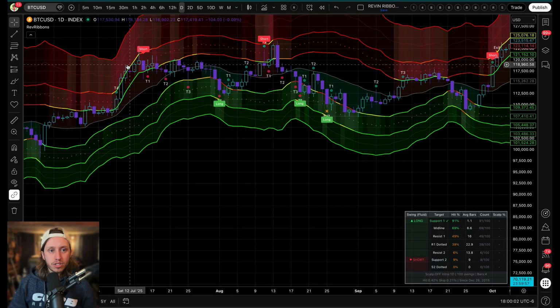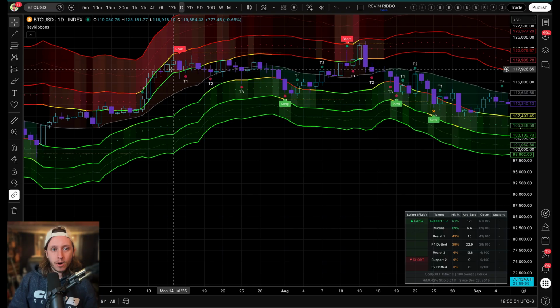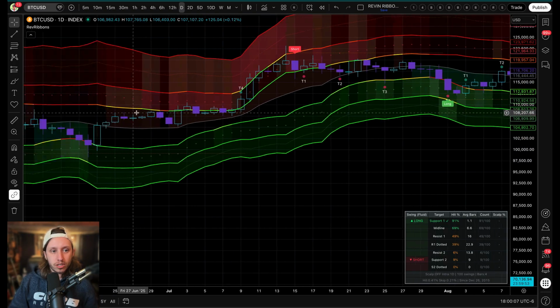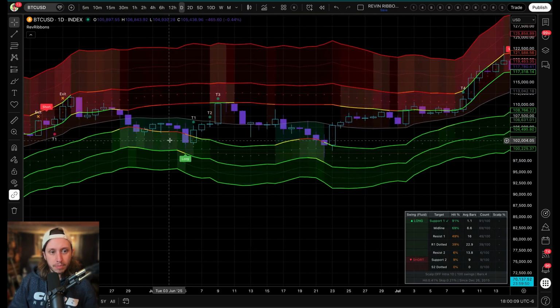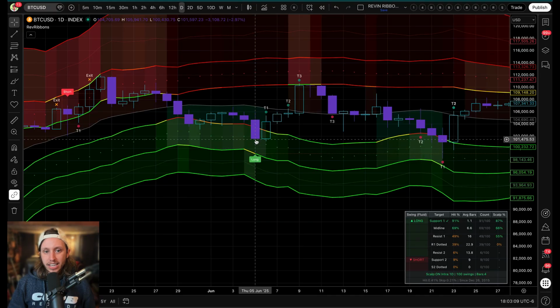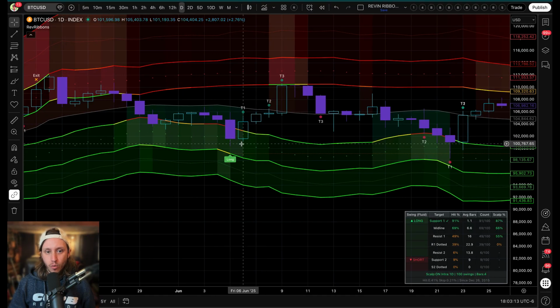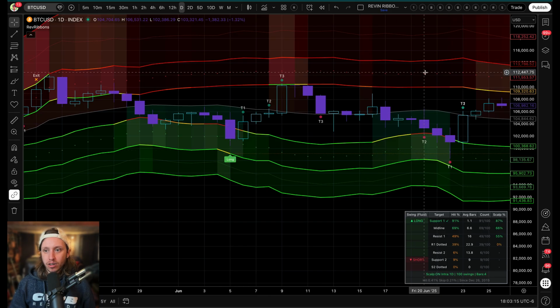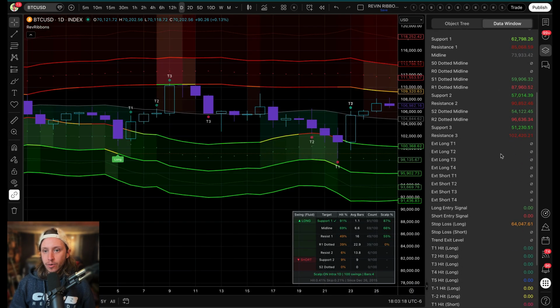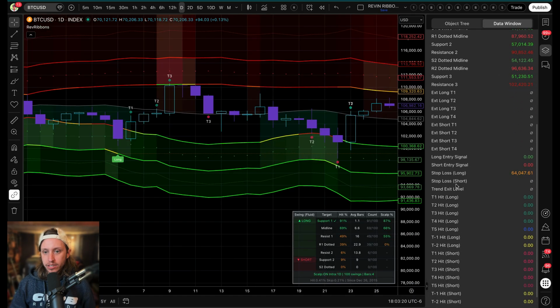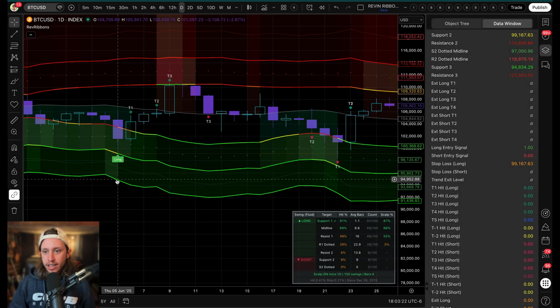Okay, let's look at the first one over here. We saw a close, let's see, actually right here. This is a much better example to start with. So we saw a close above, but a wick into this support one band here, which initiated a long signal. And if you go to the plots right here, you can see our long entry signal right there, that plots a 1.